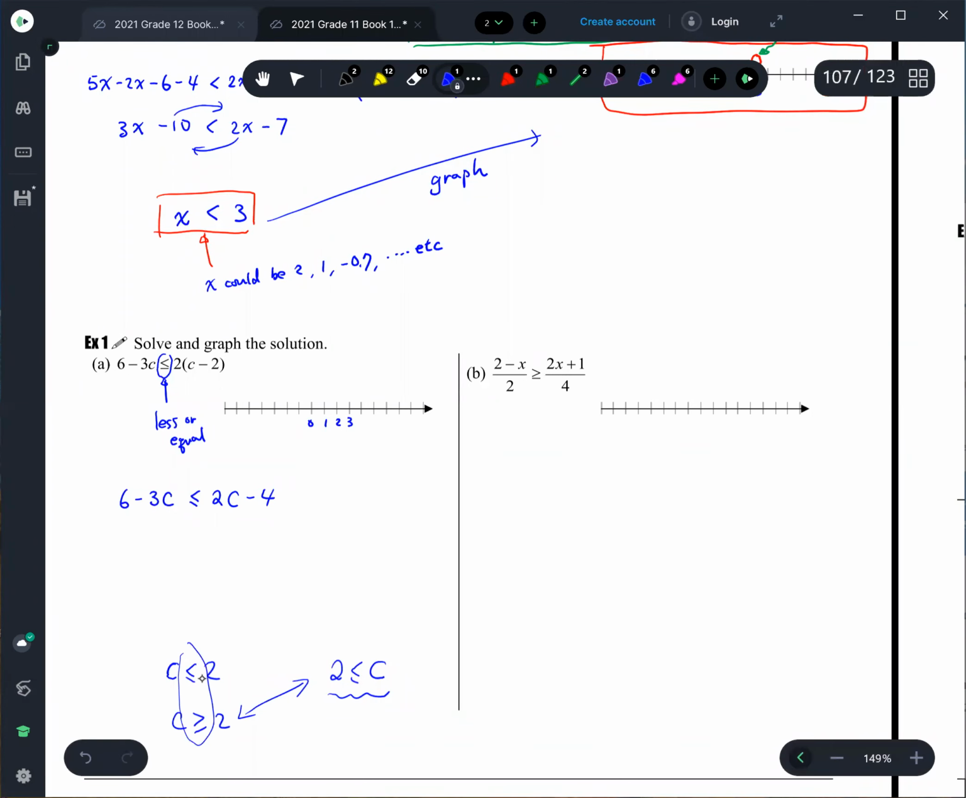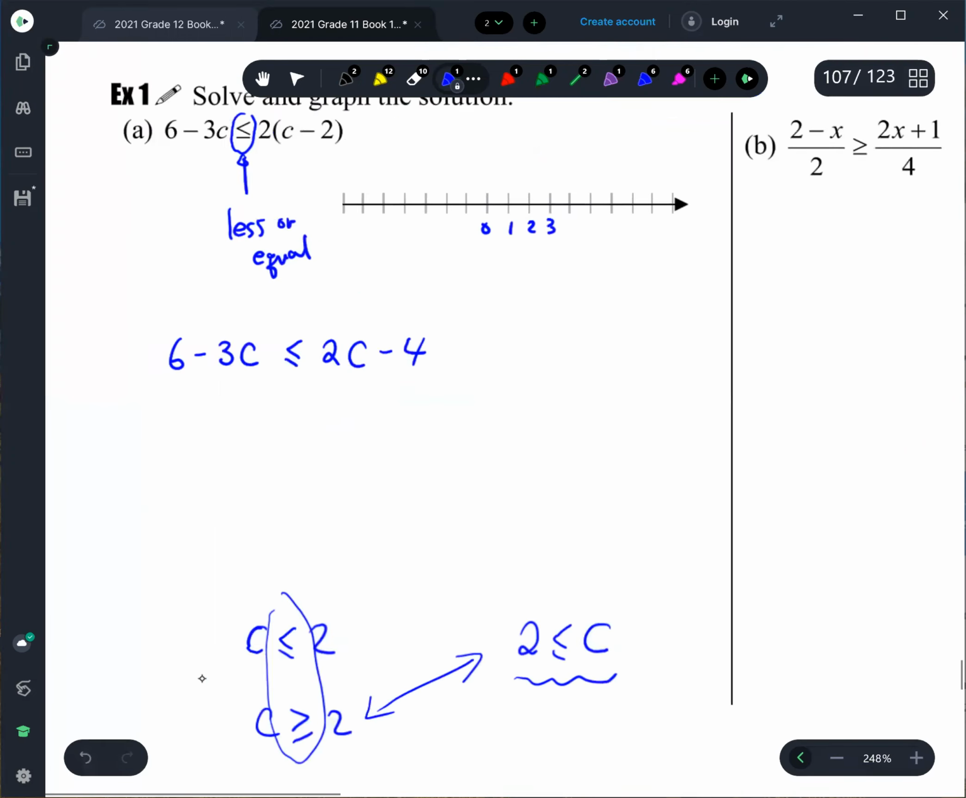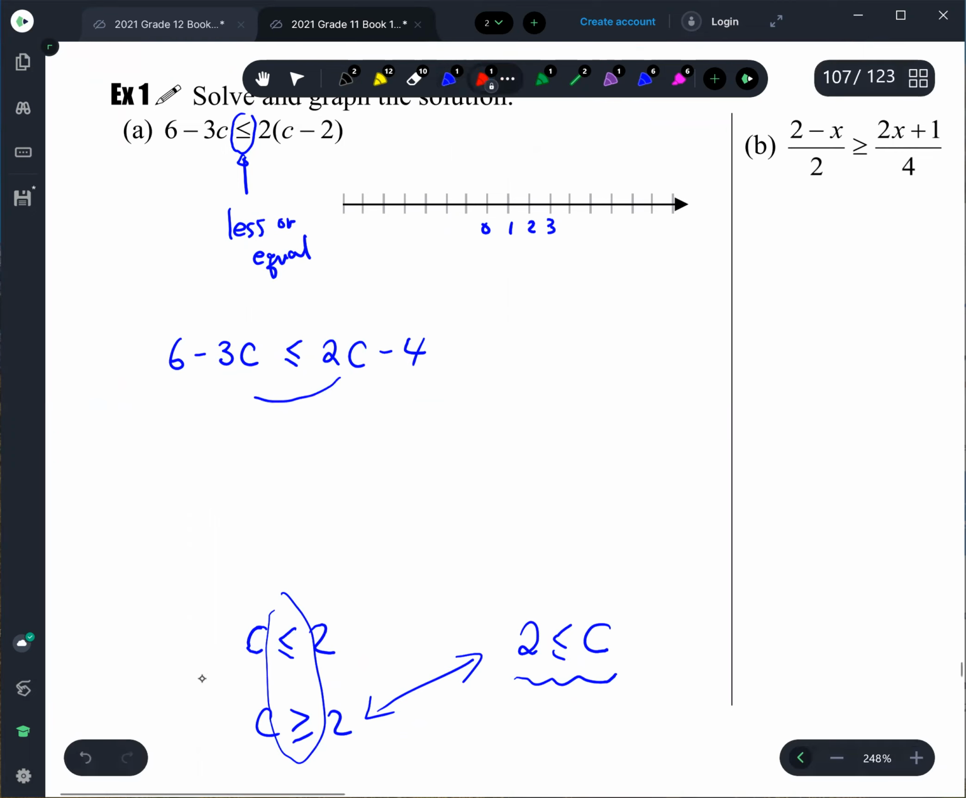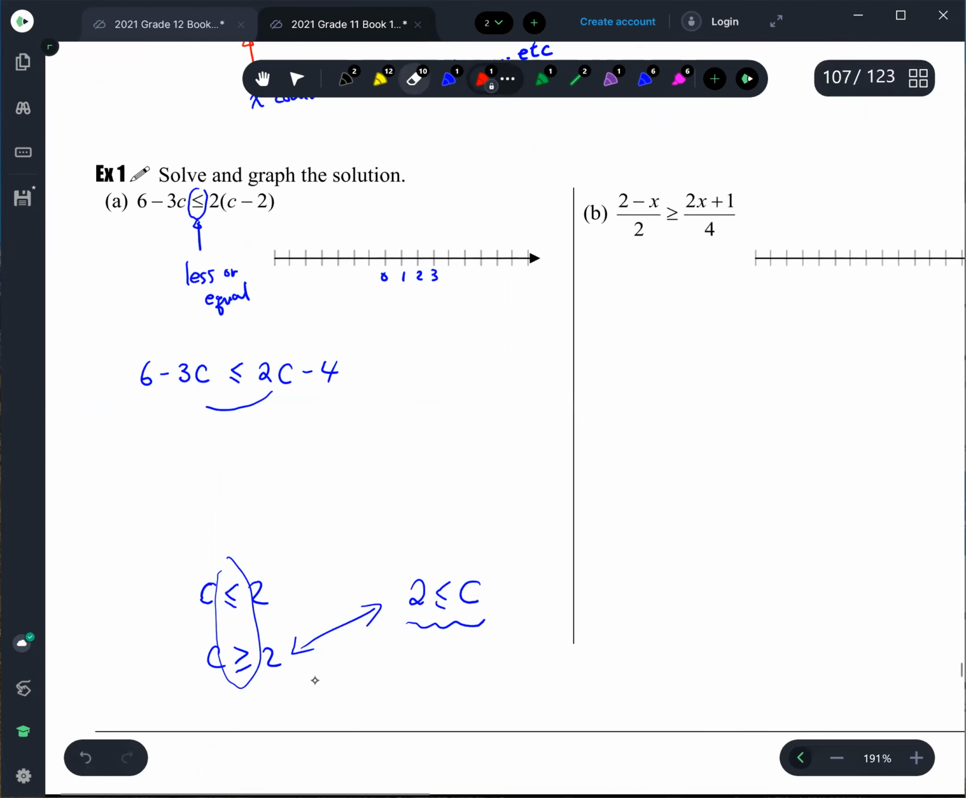You have to pay attention to how to get the right sign, because if the sign is in the wrong direction, then your graph will be wrong as well, right? So let's take a look at how we move it. We want to keep all the variables on the left. So we are going to move the 2c to the left. Let me erase that. We move the 2c to the left. We move the 6 to the right side.